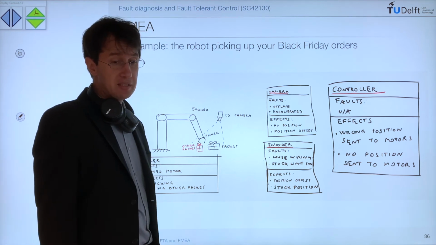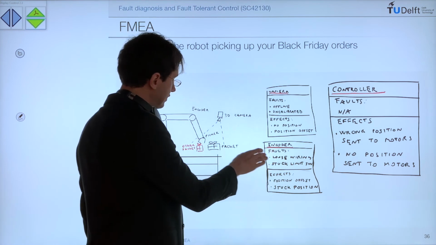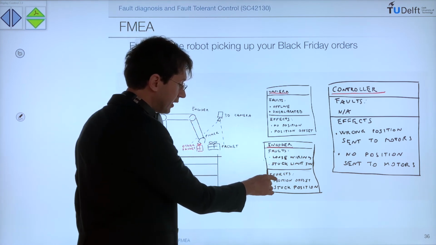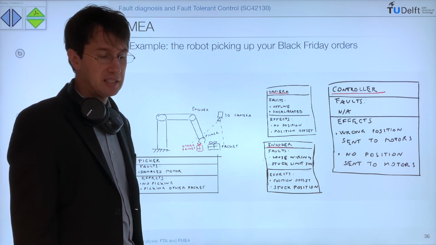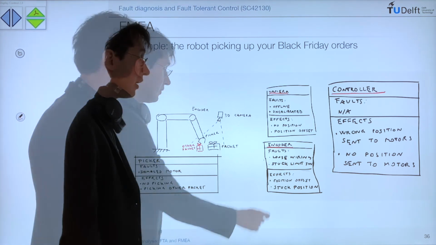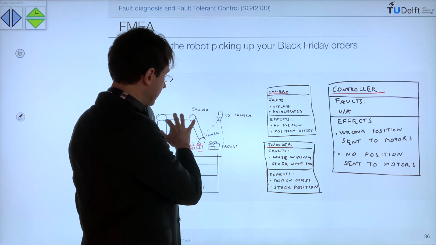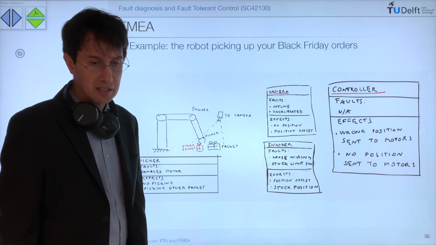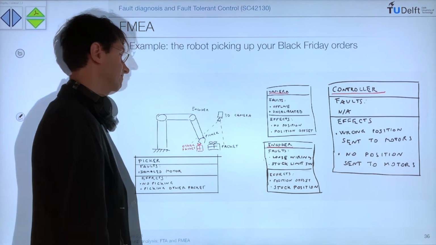Which kind of effects can we have out of these 2 faults? If we have some issue with the wiring of the encoder, we can have a position offset in the measurement provided by the encoder. But if a limit switch is stuck, the entire robot is stuck in the current position because it thinks it can no longer move.